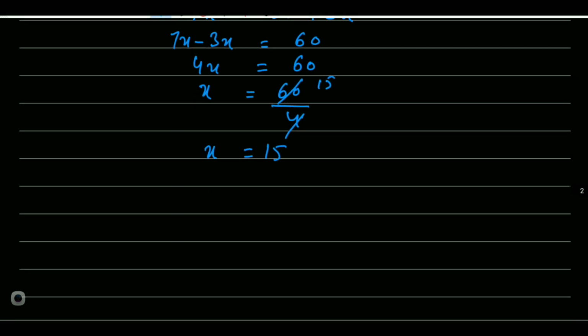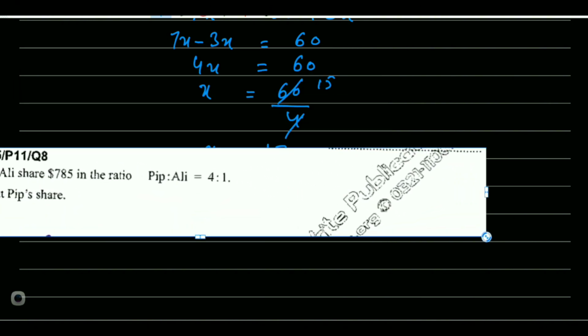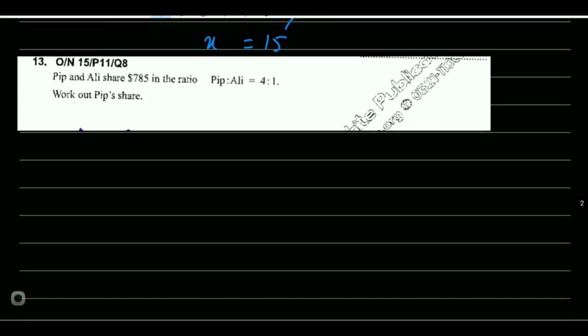So let's do some more past paper questions. As you can see, this is October 15 P11 question. Pip and Delhi share $785 in the ratio 4:1. Work out Pip's share. First of all, same as before, we will make boxes: parts, actual, given, and find.